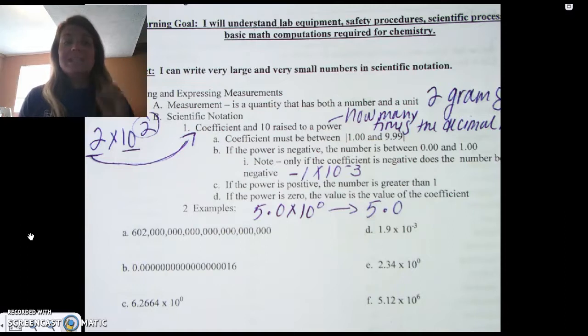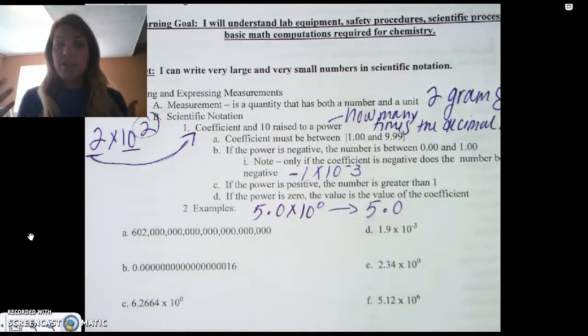And if the power is 0, then it's just the value of the coefficient. That means if you have a 0 exponent, it just means that the decimal hasn't moved at all. So if I have 5.0 times 10 to the 0, the decimal doesn't move, therefore I just have 5.0.